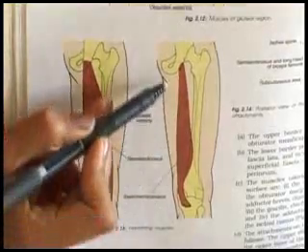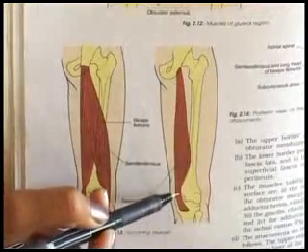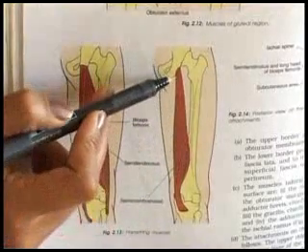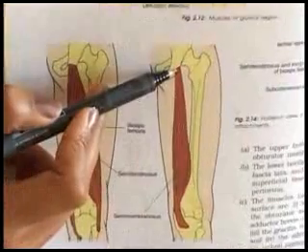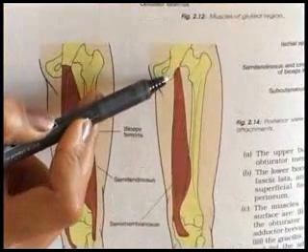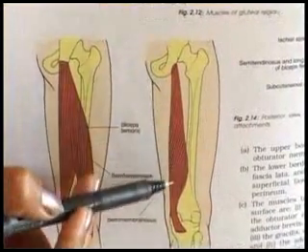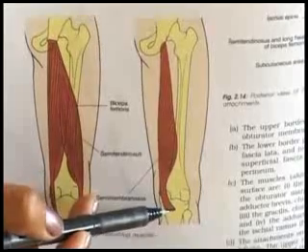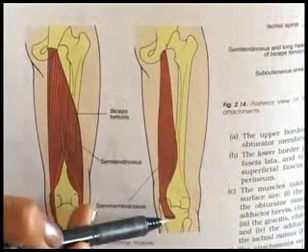This figure shows the origin of semimembranosus from the upper and lateral surface of the ischial tuberosity and its insertion into the posterior surface of the medial condyle of the tibia. Tibial tuberosity is an important landmark.